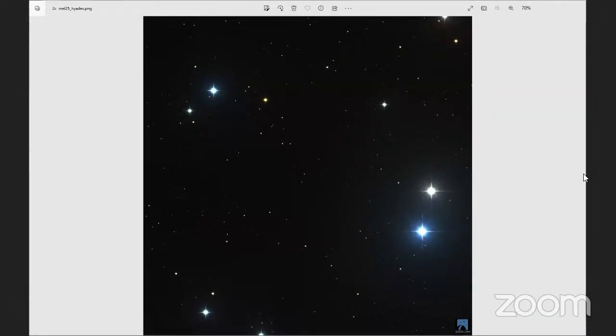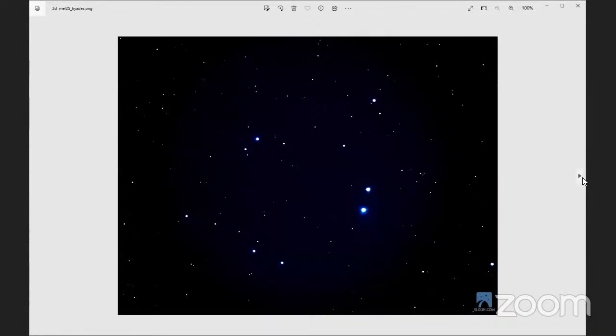So let's take a look at another object. So these are my Hyades images. I think those are done. I'm going to stop sharing. Let me go over to my other folder.